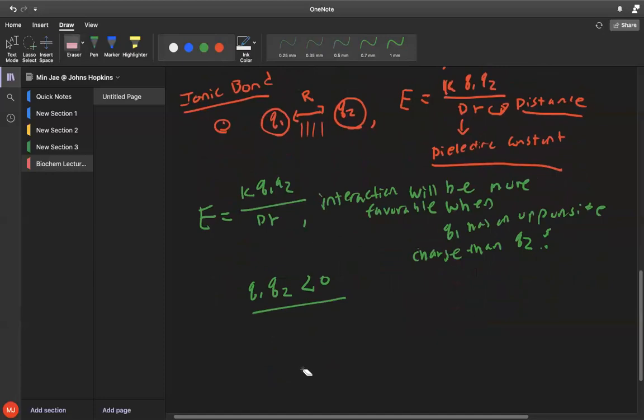Obviously, depending on the signs, if Q1 is positive and Q2 is positive, or vice versa, both negative, then that interaction will be unfavorable because they have the same charges and will try to repel each other. Whereas, like I mentioned, the favorable interaction will occur when Q1 and Q2 have opposite charges.